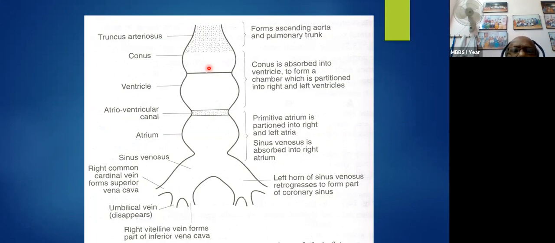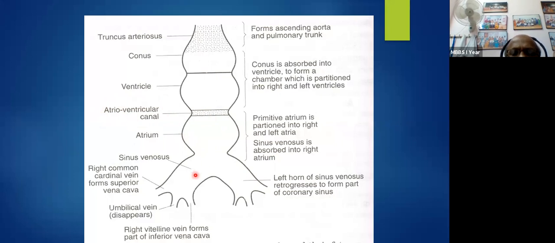Next, you know that this ventricular chamber will be divided into right and left. Next you see the atrium. Here also we have only one atrium, which will be divided into right atrium and left atrium. Your conus is in communication with the ventricle. Likewise, the atrium and ventricle are in communication with each other. That is called the atrioventricular canal, the communication between the atrium and the ventricle.